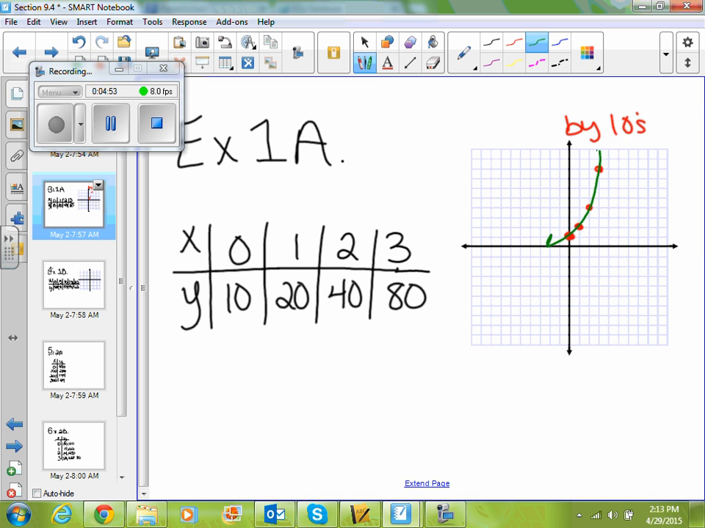Okay, so if I connect those dots to make a line, what type of graph does that look like? Exponential, very good. It looks like my exponential graphs. That is not how you spell that. Exponential. There, that looks a little better.